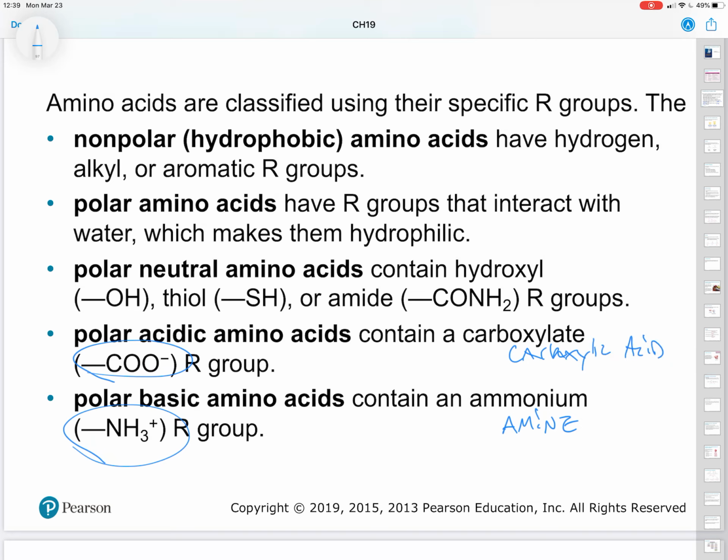Again, depending on the pH. Our polar neutrals, these are polar, but they don't have a charge on them. And so these are our OHs, our SHs, and our amides. Okay, and then you'll see there's not a whole lot of a difference between the polar amino and the polar neutrals, but let's take a look.